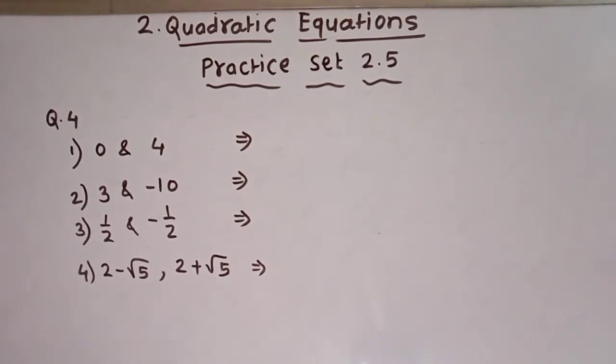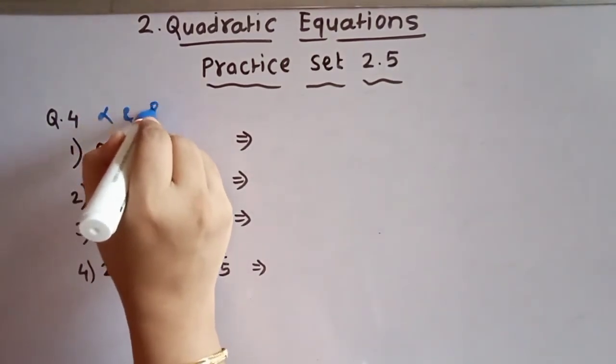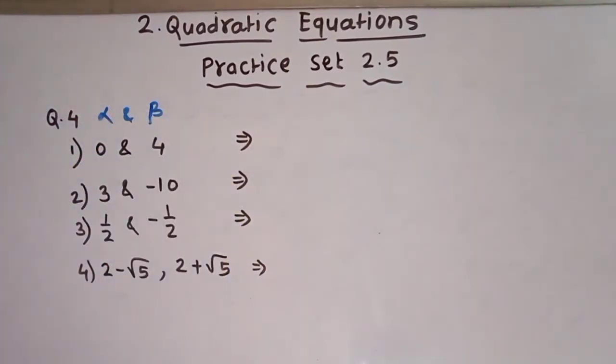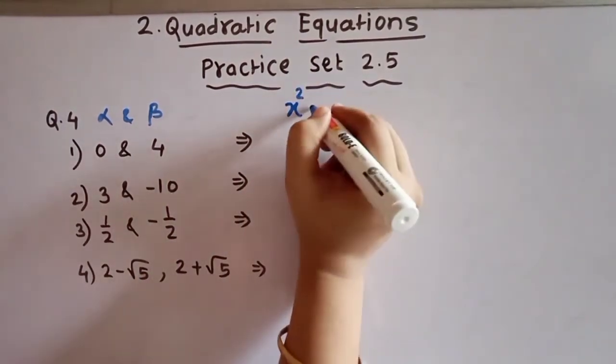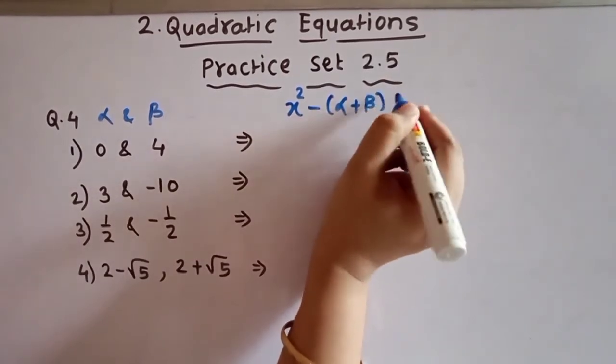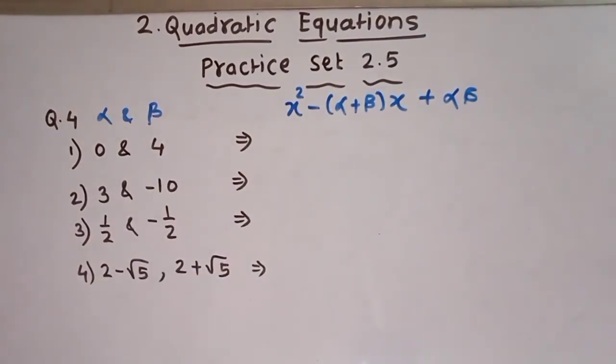The fourth question is: form the quadratic equation from the roots given below. Roots means alpha and beta are given to you, and you have to form the equation. Now how to form the equation? We form the equation like x square minus (alpha plus beta) times x plus alpha into beta. Yes or no? This is the way to form the equation on the given roots.